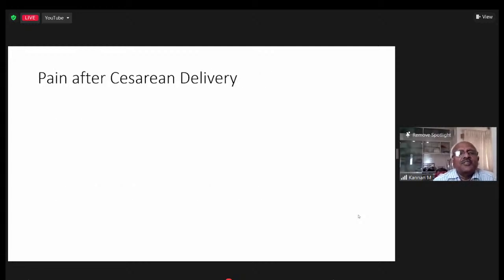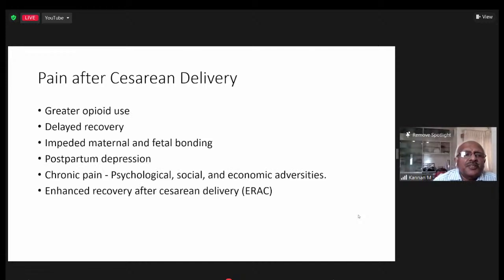Then the pain after cesarean delivery is something unique and specific for the individual patient. It depends upon the degree of tissue injury that sensitizes the peripheral nerve endings, and the central pathway is also influenced by fear, anxiety, frustration and other things. There are certain unique features in cesarean that we have to look into in the postoperative period. Since there is pain, if you use a greater and larger amount of opioids, it will delay the recovery period. The delay in recovery will impede maternal and newborn bonding. All these things may lead on to postpartum depression.